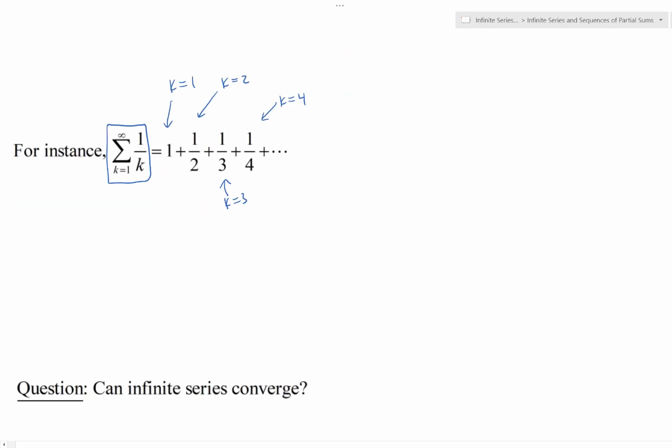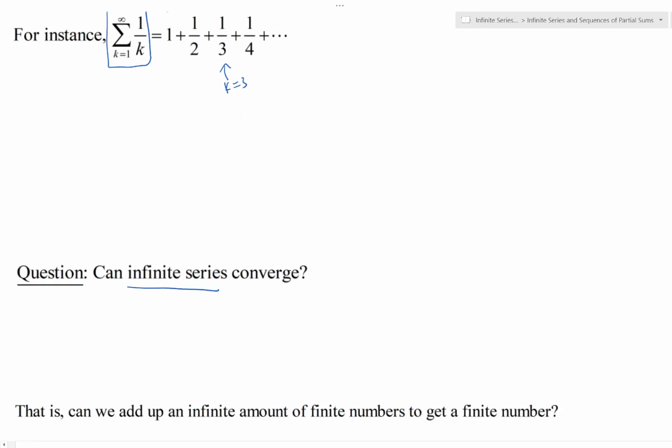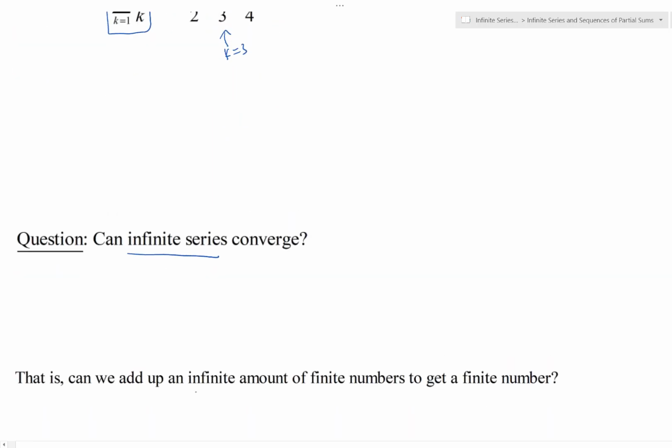Now, the question really is, can an infinite series converge? And so probably, right, you'd think so, because otherwise if they always diverged, we wouldn't talk about them. But it is a strange concept. And that is, can we add up an infinite amount of finite valued numbers and get another finite number? That's what this conversation is.